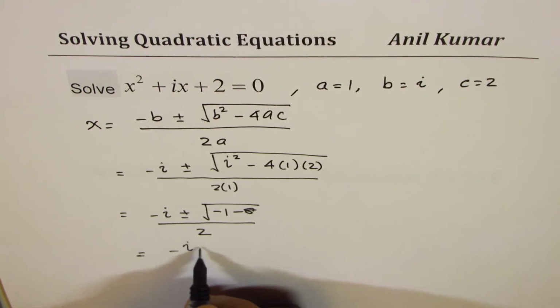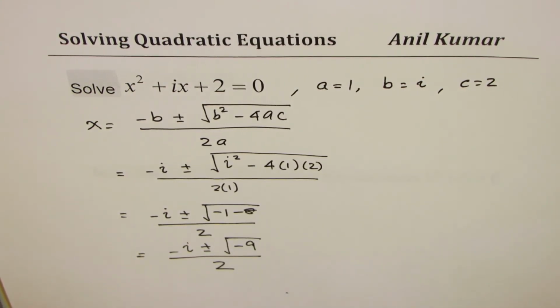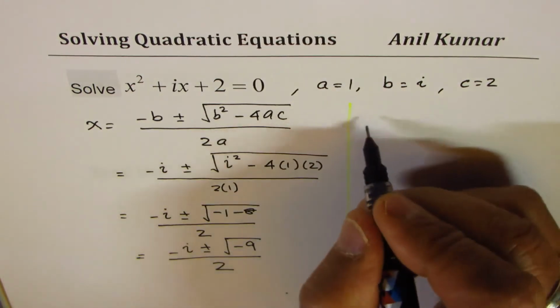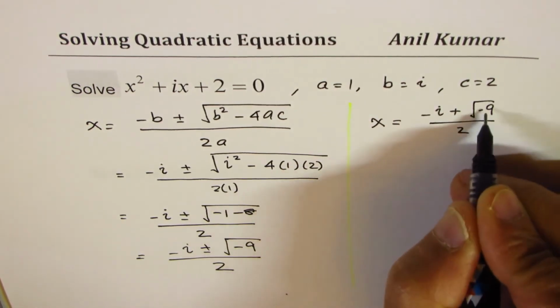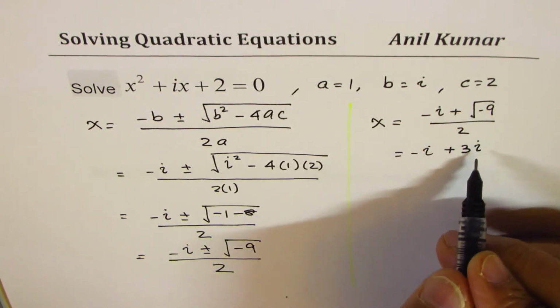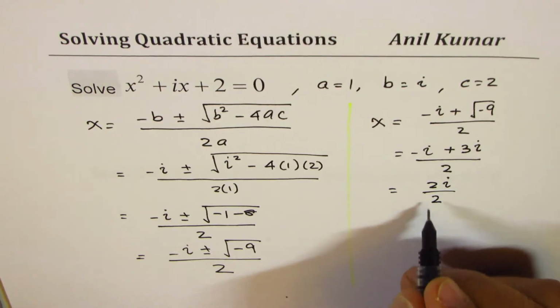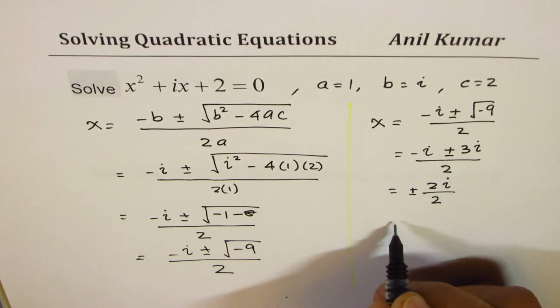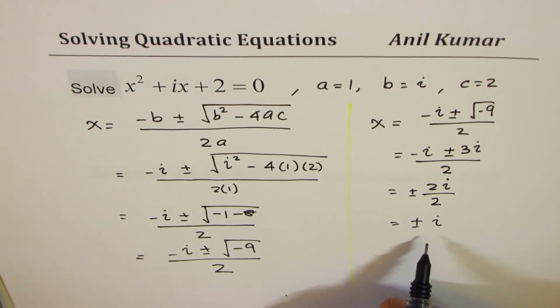And this could be written as minus i plus minus square root of minus 9, divided by 2, right? Let's take it to the right side and further simplify. So we have x equals minus i plus minus square root of minus 9, over 2. Square root of minus 9 is 3i, since square root of minus 1 is iota, divided by 2. And that gives you 3i minus i is 2i, 2i divided by 2. I should have written plus minus. And 2 divided by 2 is 1. So we get plus minus i. Does it make sense? 2i divided by 2 is iota. So we get that as our solution, right?